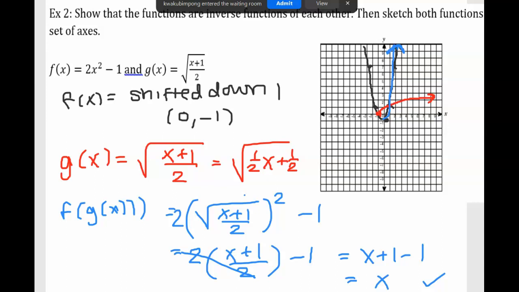But again, we know the only way for it to have an inverse is to be 1-to-1, which means we need to restrict the domain of f of x to be x greater than or equal to 0.